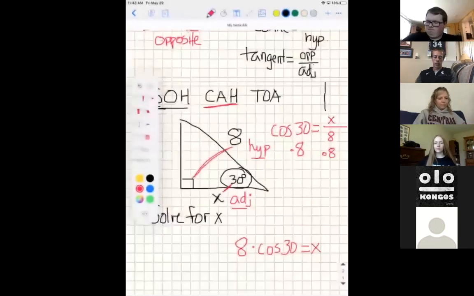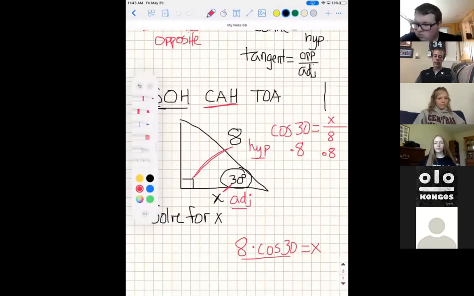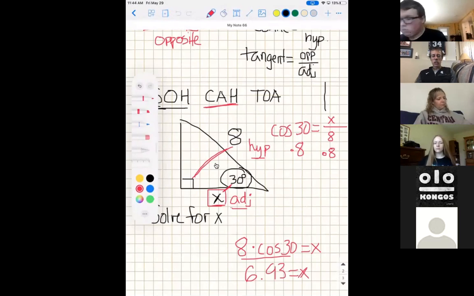So again, let me get back my iPad here for a second. We said 8 times the cosine of 30, and you can just plug cosine of 30 in. We got 6.92, we'll round it to 93. And that would be the length of this side. Questions or concerns on that? Can you go through that step again?